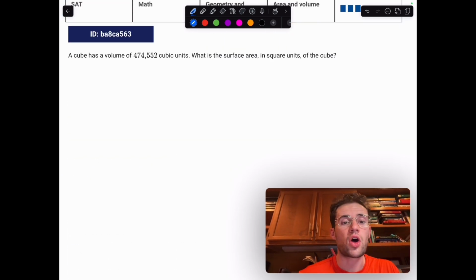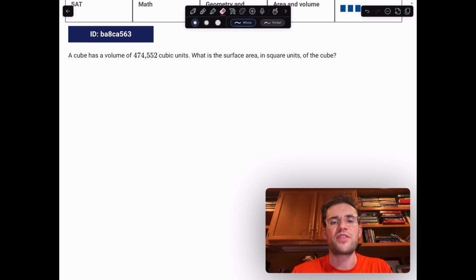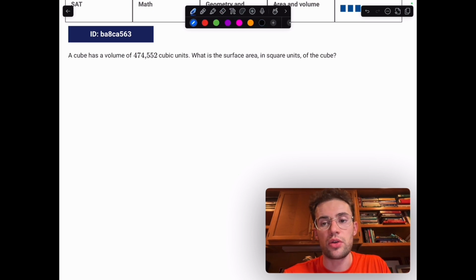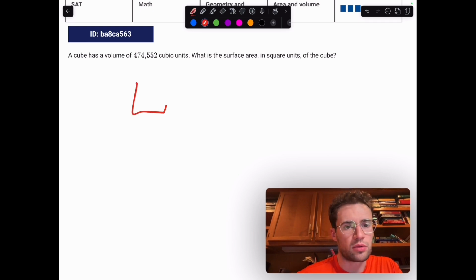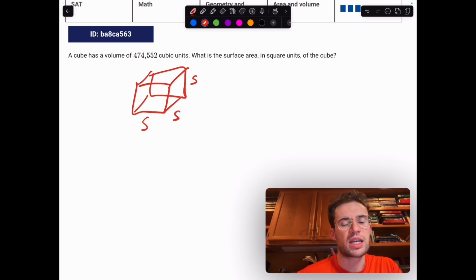A cube has a volume of 474,552 cubic units. What is the surface area in square units of the cube? All right, well, the volume is just going to be the side cubed, right? Because if you draw your cube, it's going to have all three dimensions the same, so side, side, side. I know those look like it could be 5s, but the volume is equal to the side cubed.